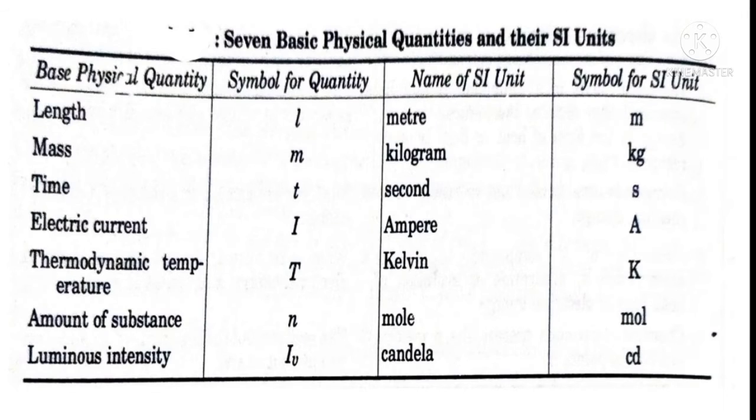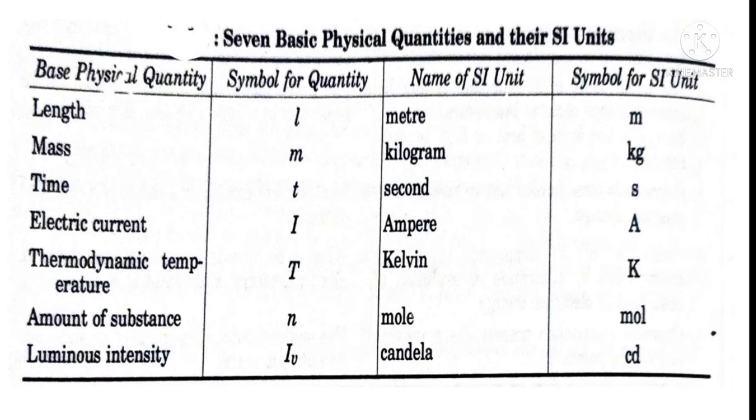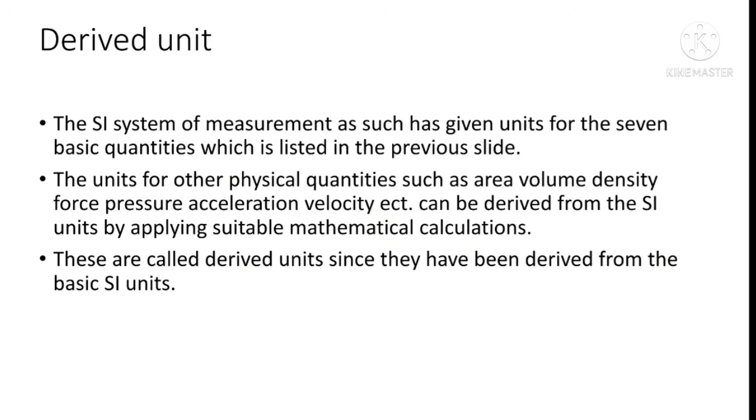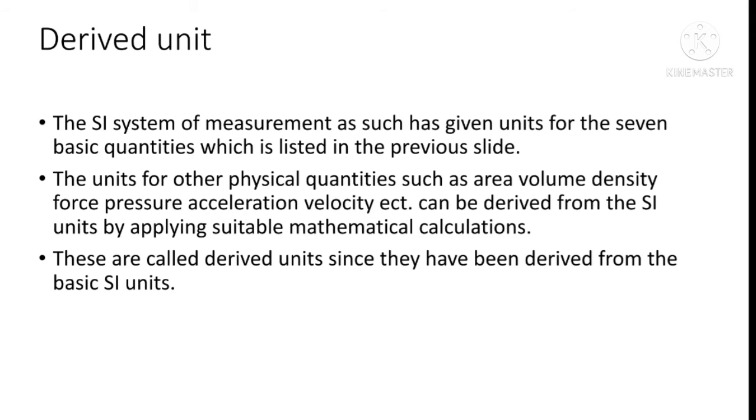So what are the basic units? The units whose value is not dependent on any other kind of unit. They are totally independent. उसको हम बोलते हैं basic physical quantities or basic units. But there are many other quantities which are derived from the basic quantities. They are known as derived quantities.